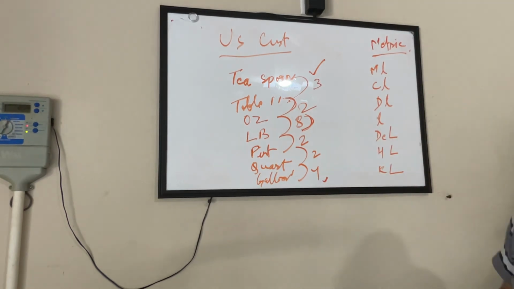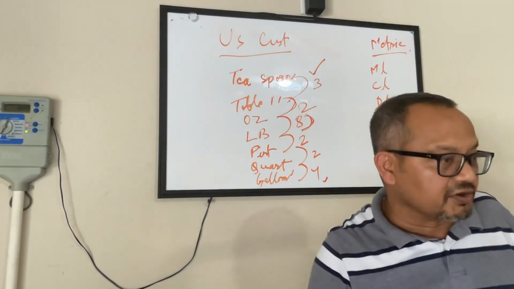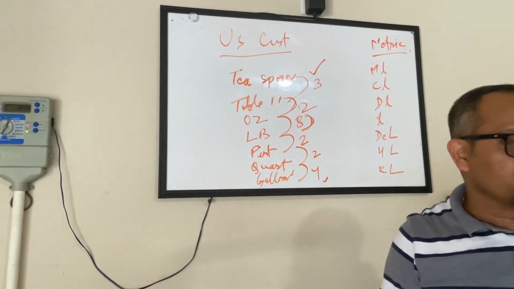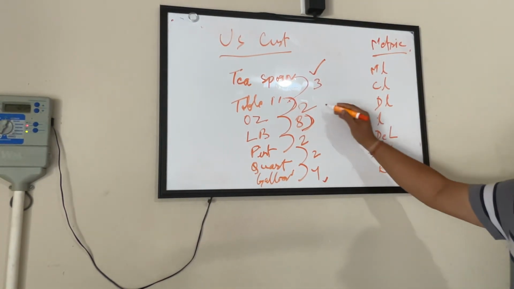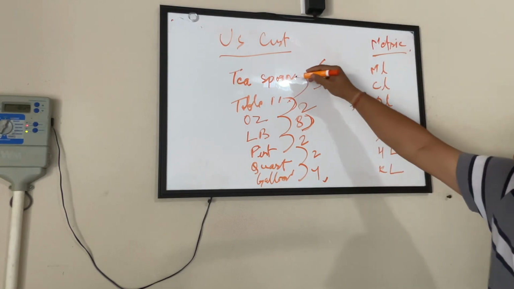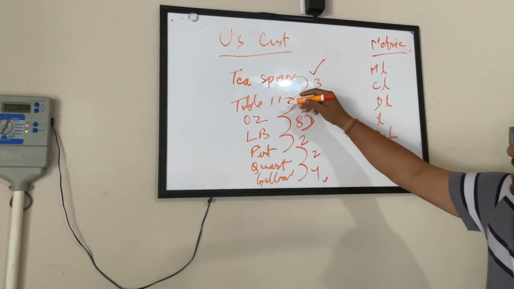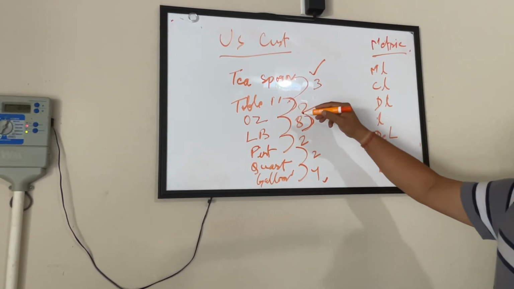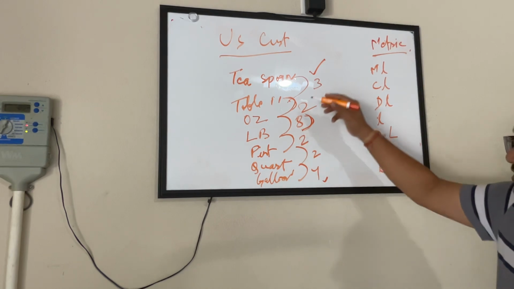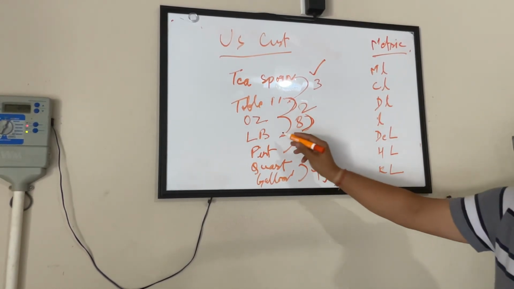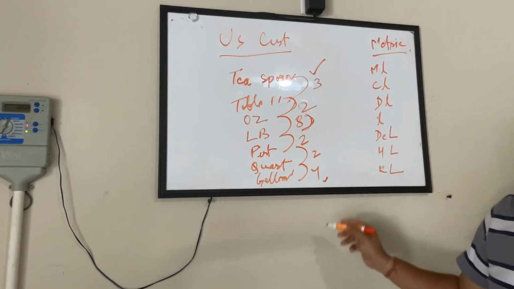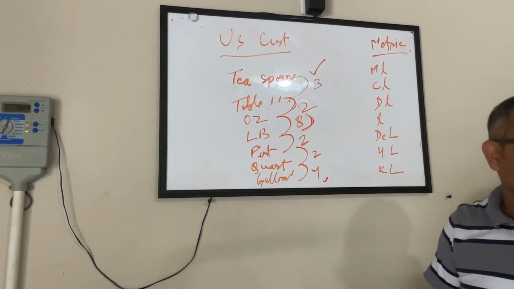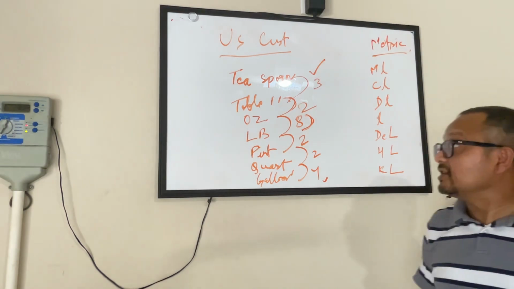Everything else is 3 to 2, 2 to 8, then 2 to 4. 3 to 8, 2 to 4 is what I would want you to remember. That's a number that will help you. Meaning teaspoon to tablespoon 3. Tablespoon to ounce 2. Ounce to pound 8. Pound to pint 2. Pint to quart 2. Quart to gallon 4.